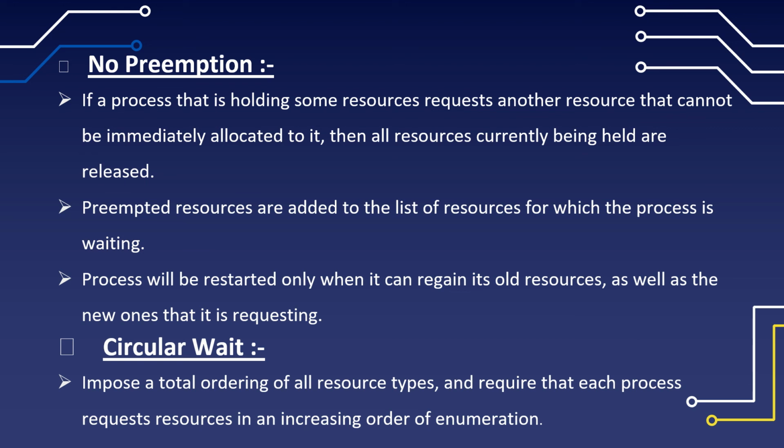In the circular wait, we can impose a total ordering of all resource types and require that each process requests resources in an increasing order of enumeration. It means we can arrange the processes in a circular order. When process 1 is requesting, we can allocate resource 1. When process 2 is requesting resource 2, we can allocate resource 2 in the increasing order. By increasing order, we can prevent the happening of the deadlock.